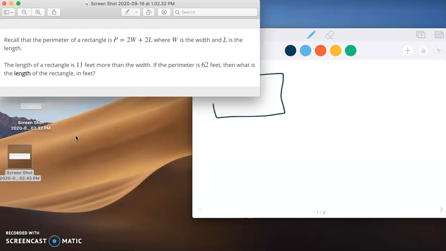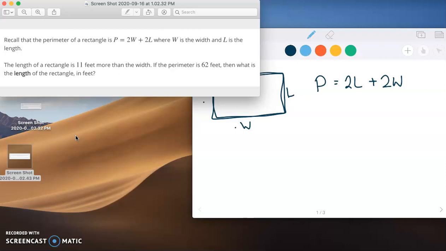Here's our rectangle. And we're saying that this is the width and this is the length. So the perimeter, remember, is when you add up all the sides. So the perimeter is going to equal 2 times the length because it's length plus length, plus 2W because it's W plus W, where W is the width and L is the length.